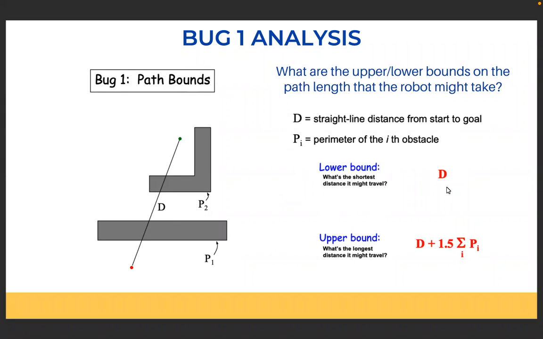So the lower bound here is D. The upper bound here is D plus 1.5 sigma Pi. So this is what the Bug algorithm is about. We know it is complete, but there is a problem. It travels a lot of distance. This is the worst case possibility. At max, it will have to travel 1.5 times the perimeter. If we have a very huge obstacle, then it will take a lot of time to reach the goal.